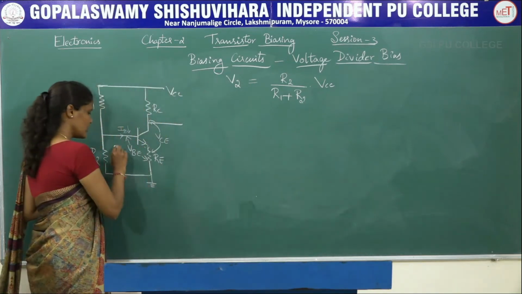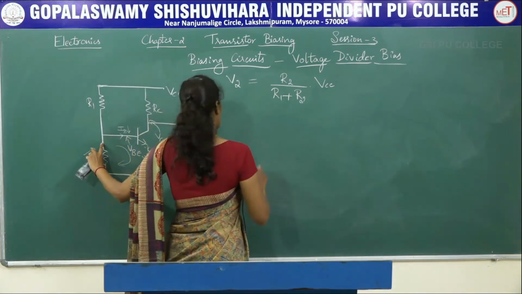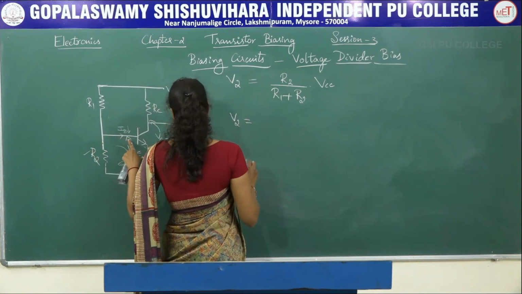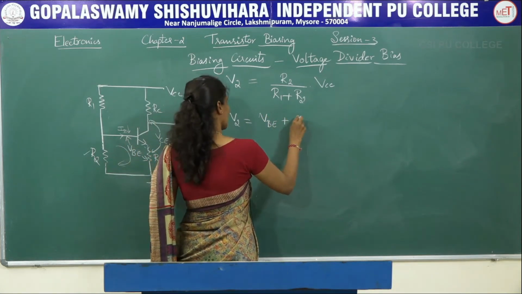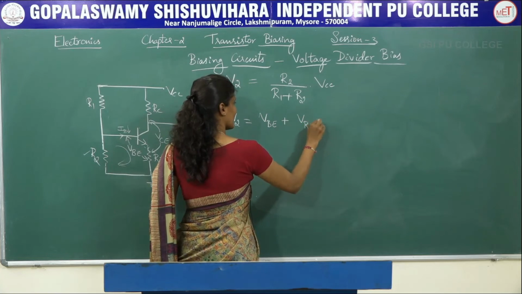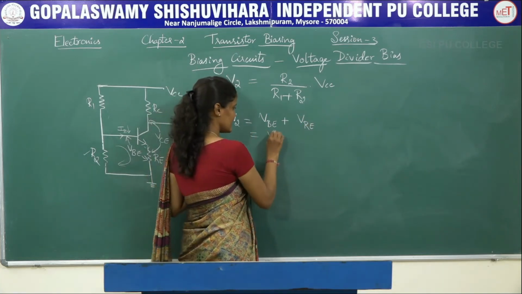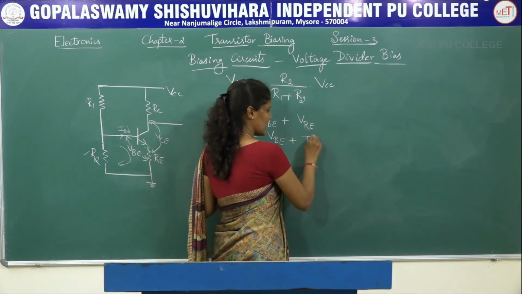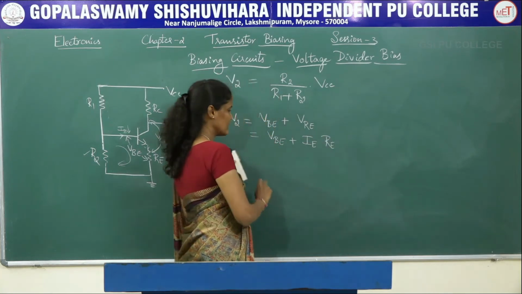Now let us try to write KVL for this particular loop. The voltage across R2 is already named as V2. So V2 is equal to, what is it? VBE plus the voltage drop across the resistor RE. This can be written as VBE plus IE into RE. Right?